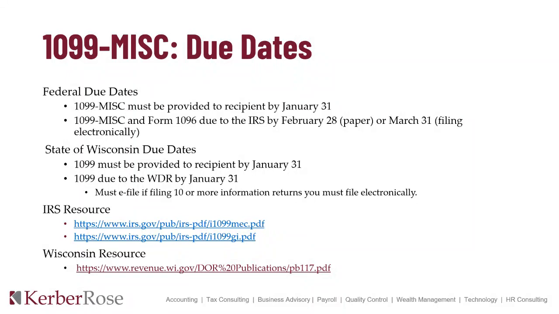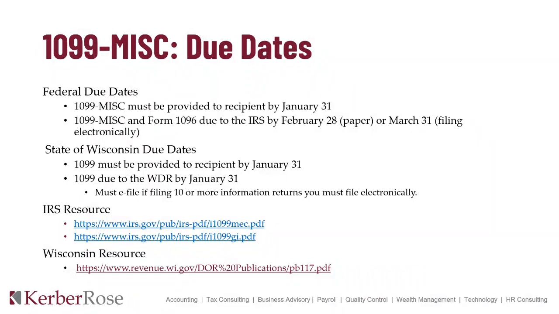This slide here is basically to give you the due dates for the 1099 miscellaneous. They must be provided to the recipient by January 31st. The 1099 miscellaneous and Form 1096 are due to the IRS by February 28th if you're using the paper filing method, or if you're filing electronically, that is March 31st. The state of Wisconsin requires those to be submitted or e-filed by January 31st. So the rule of thumb I always say is they're just due the 31st of January.